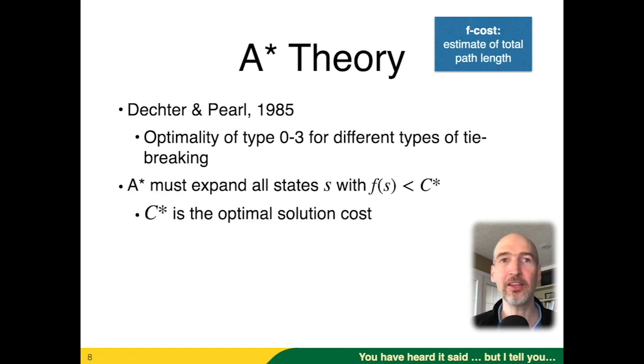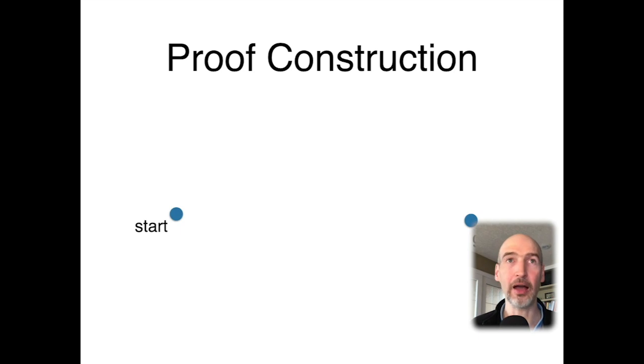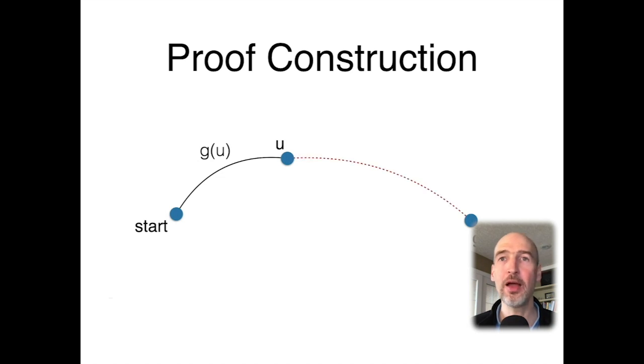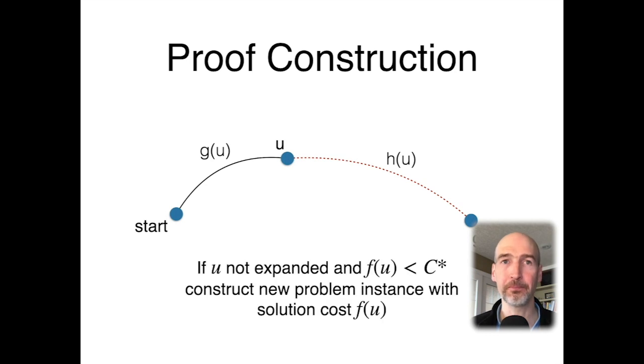And again, they say that A* must expand any state S, or all states S, with f of S less than C*, where C* is the optimal solution cost. And they, too, have a caveat, which let's look at this construction first. We have a start state, a goal state. We've done some search up to some state U, and imagine U is the next state I want to expand. It has a G cost so far, which is the cost of the path from the start to U. We have a heuristic, which is the estimated cost of the path from U to the goal.